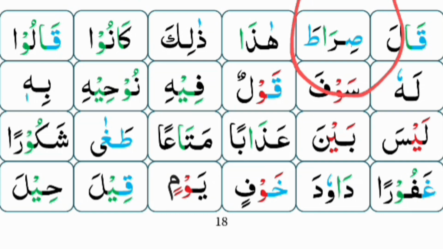Now we see the harkat on these four letters. Swad has a kasra sign, swi. Ra has a fatha sign, ra. Two letters joined together, swi, ra. Now the third one is alif. Alif has no sign, so we mix alif with the ra and stretch the ra a little bit. Swi, ra. The fourth letter is ta, and ta has only a fatha sign, so it sounds ta.